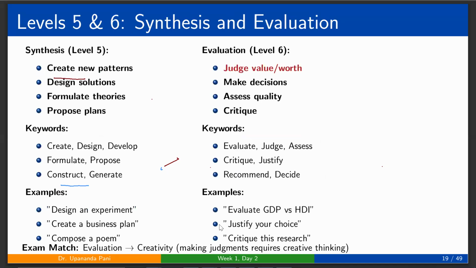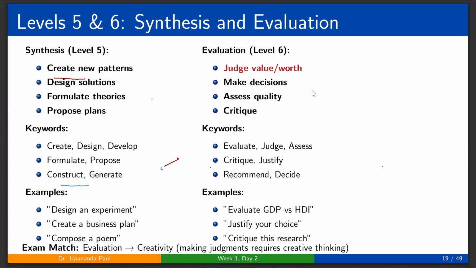Now levels 5 and 6 are much higher order of learning, that is synthesis and evaluation. Synthesis involves creating new patterns, designing solutions, formulating theories, and proposing plans. So it is a little tough, higher order learning process. The keywords are create, design, develop, formulate, propose, construct, generate, design an experiment. So create a business plan, compose a poem. That is level 5, synthesis, simple.